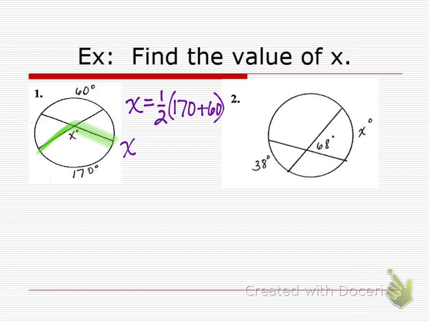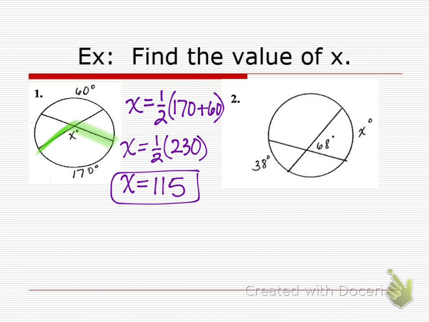I believe you are correct. So we are going to end up taking half of 230. Half of 230 is 115. So x would equal 115. You just put degrees or not? No, they put the degree symbol by the x. They just told us to find x. If you put it, it's not wrong. It's fine.